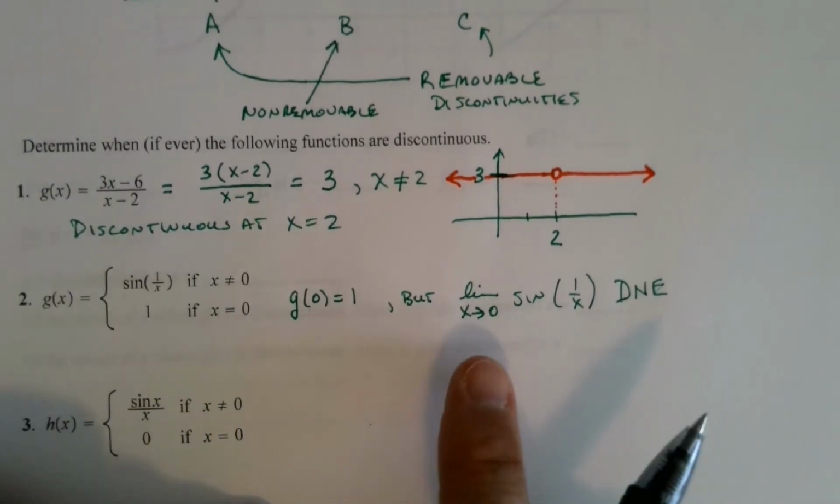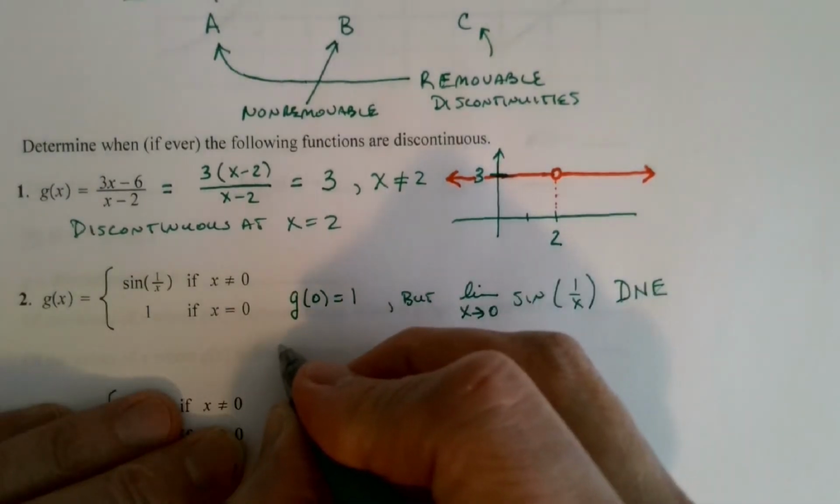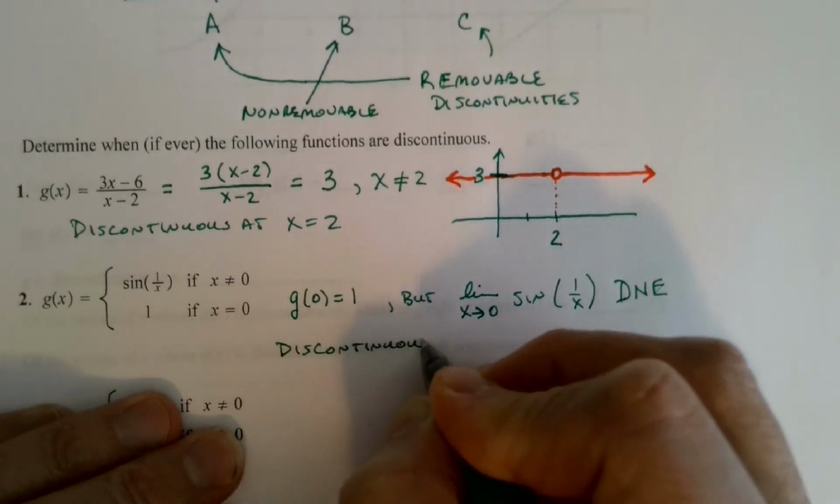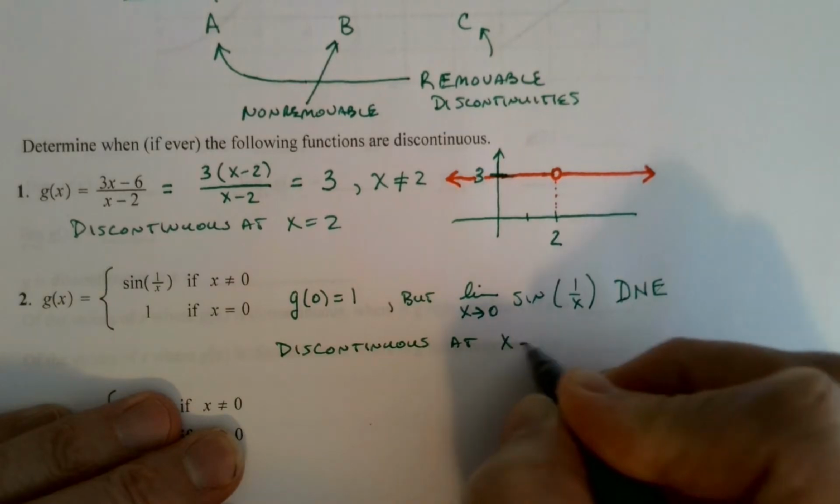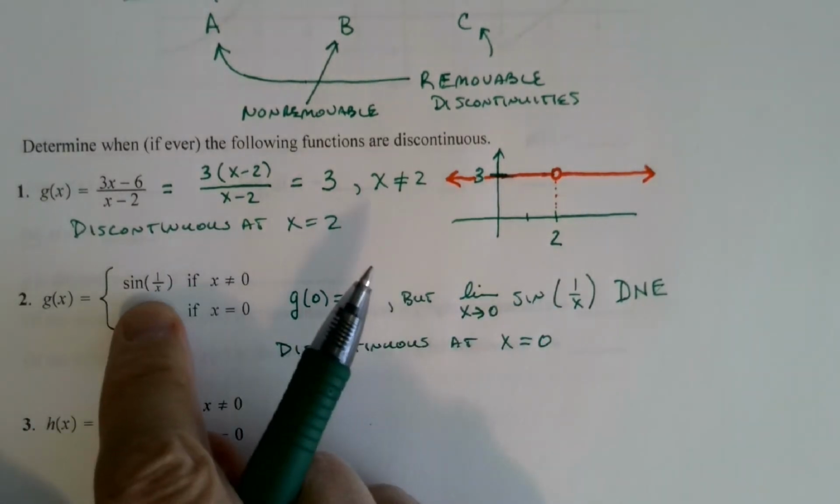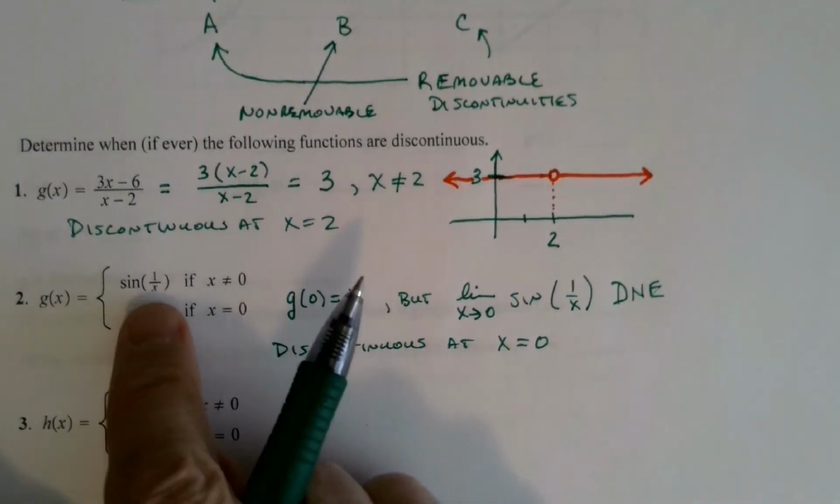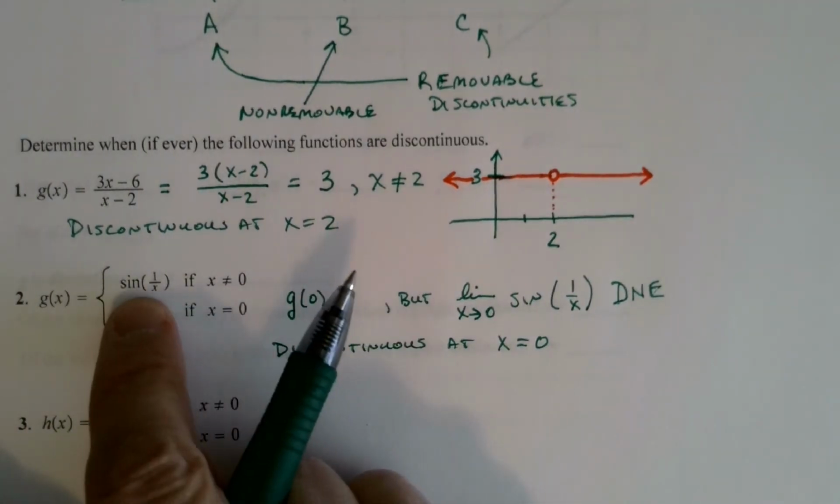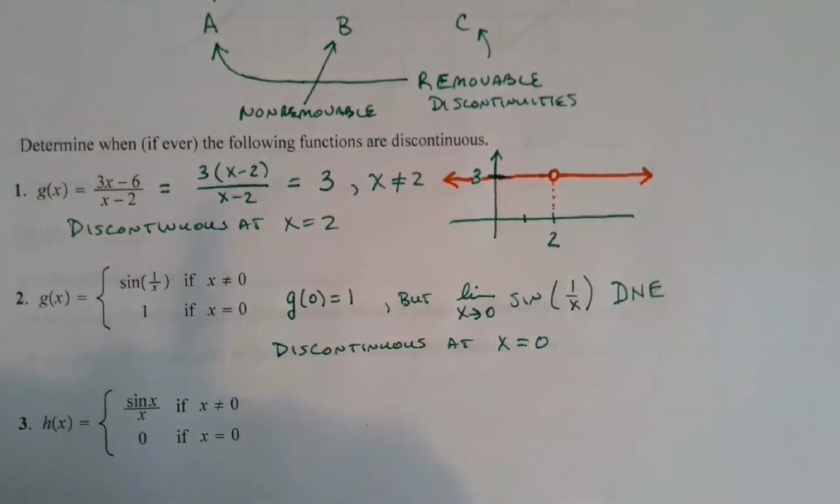And so we are not continuous. This function is discontinuous at x equals 0 because the limit doesn't exist. Anywhere else, the limit is going to exist for any value of x not equal to 0 because we know the sine function is not going to have any holes or gaps or jumps or anything.